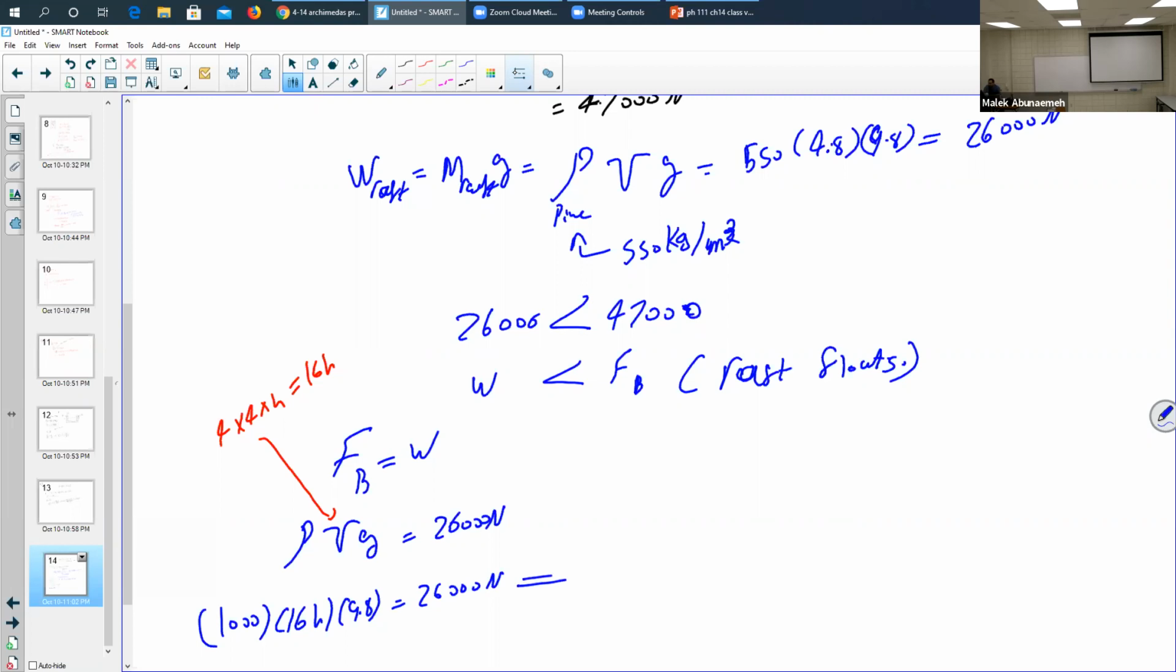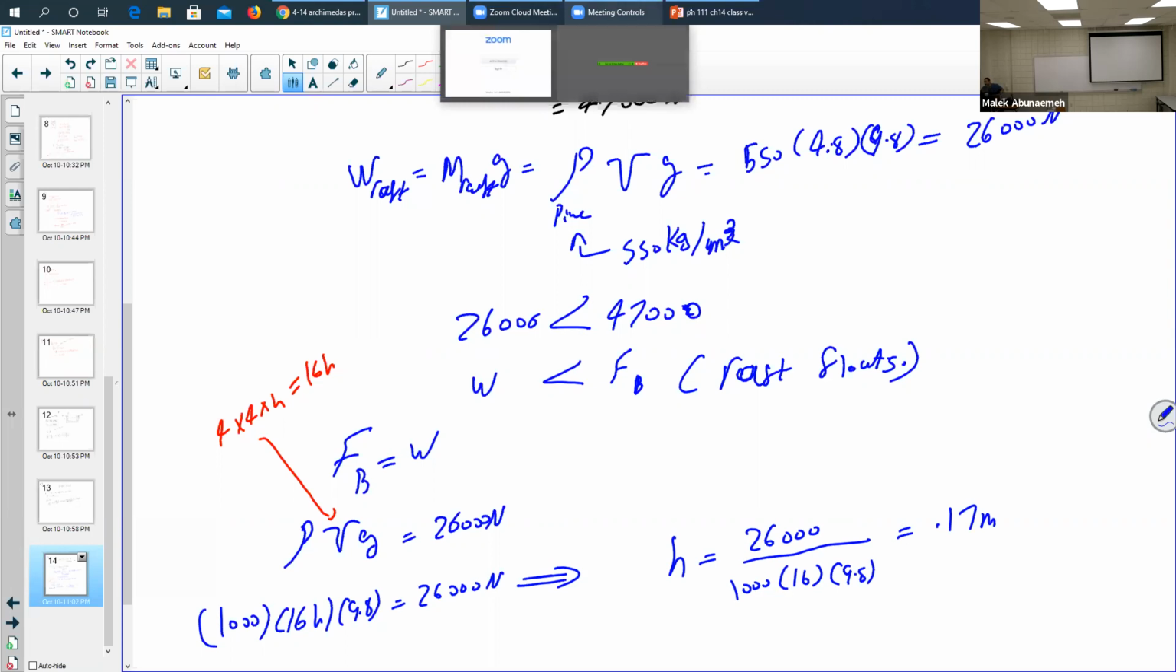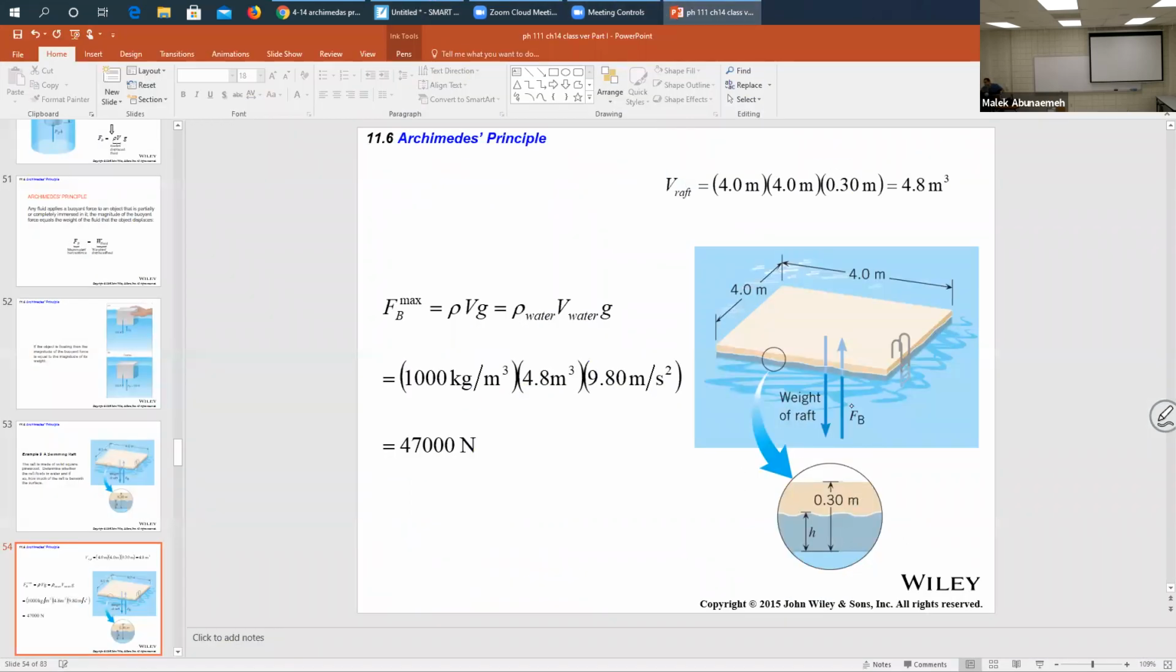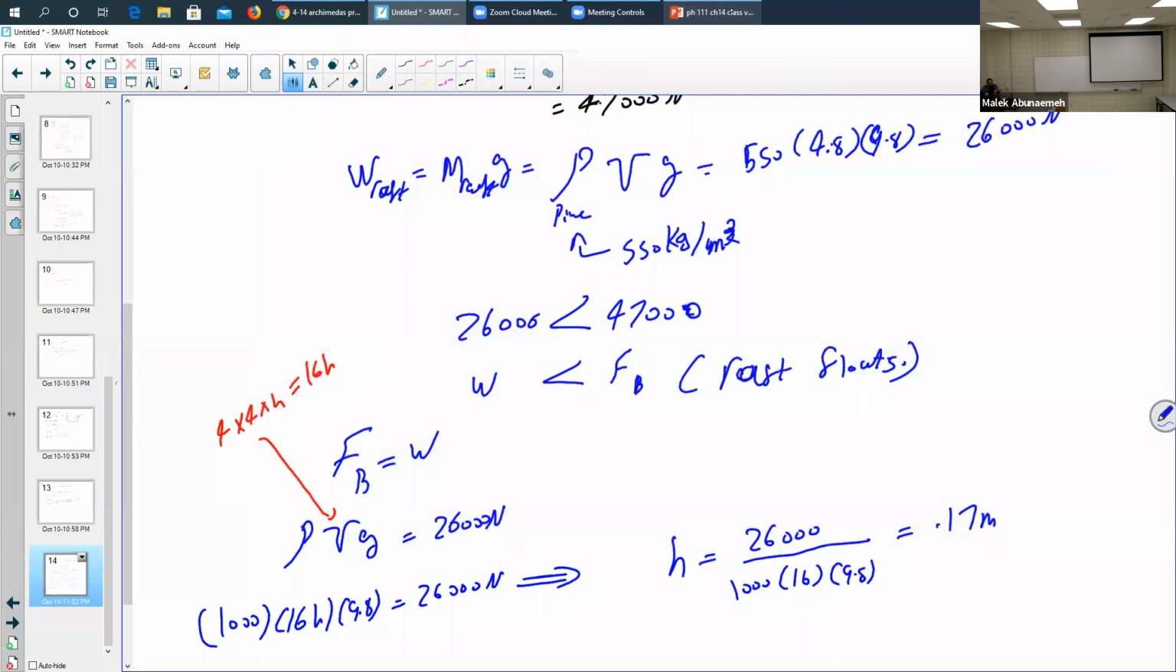That means the height that we're looking for is going to equal 26,000 divided by 1,000 multiplied by 16 multiplied by 9.8. If you plug that in, you get 0.17 meters. So only 0.17 meters is underwater out of the 0.3. Excellent. Great.